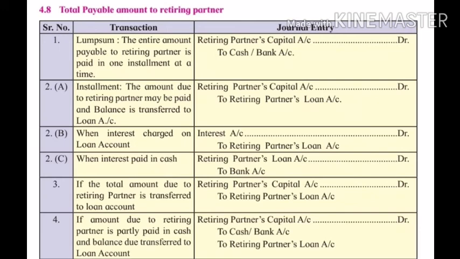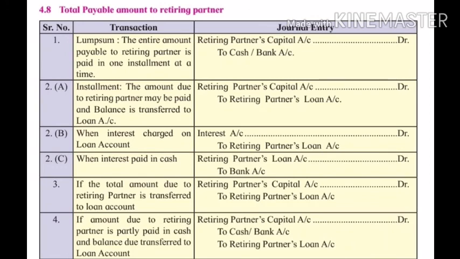Now the third case is that nothing is paid to the retiring partner, and all the amount of the retiring partner's capital is transferred to the loan account. So in that case we have only one entry, retiring partner's capital account debit to retiring partner's loan account. In that case the paid amount is zero, we are not paying a single penny to the retiring partner. That means we are not giving a single rupee to the retiring partner. We are transferring all the amount of capital to his or her loan account.